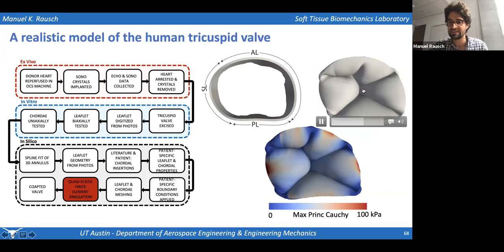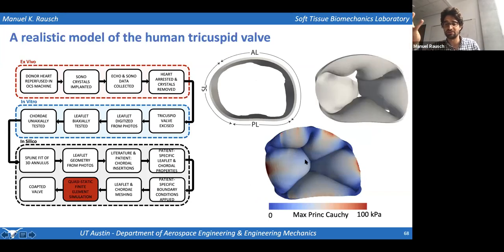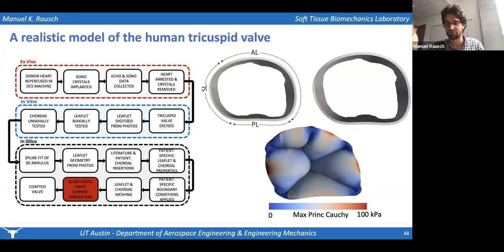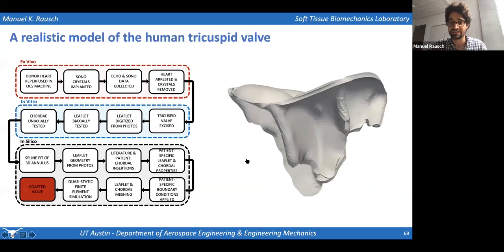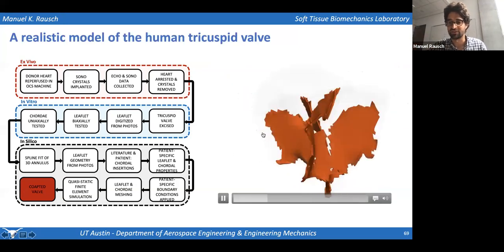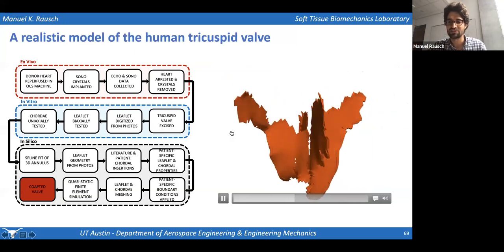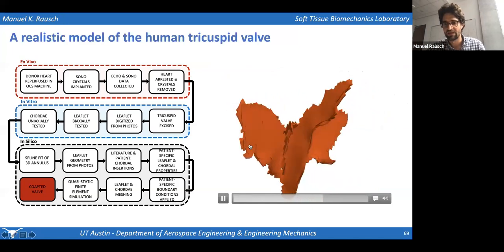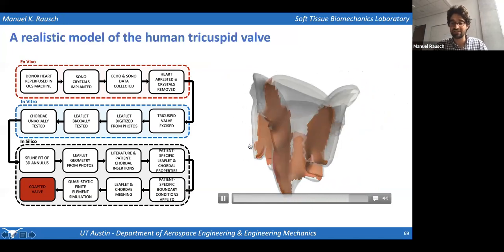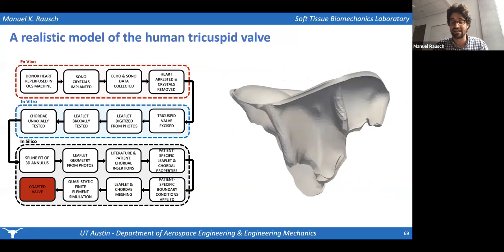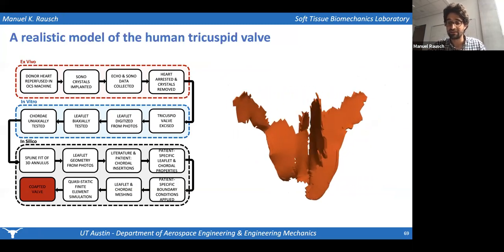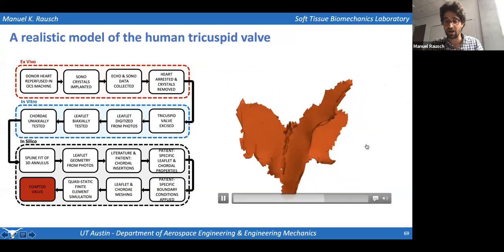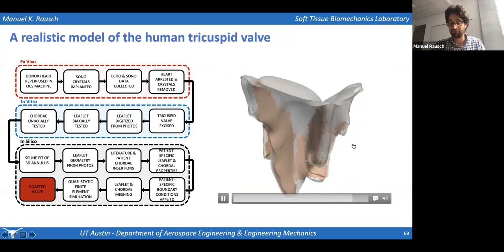So here you see the closing behavior. And then of course we can report any sort of engineering metrics such as stress or strain and project them in all kinds of directions. But what I'm really very interested in is a metric that's not sort of the classic engineering metric, which is that of coaptation area. So coaptation is the process of the leaflets basically pressing against each other and sealing the orifice. And it turns out that clinically, that's really what surgeons or interventional cardiologists look at. Can your valve actually seal?